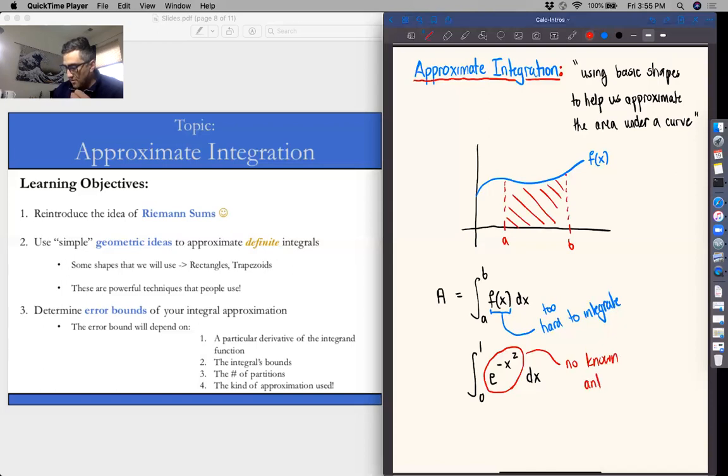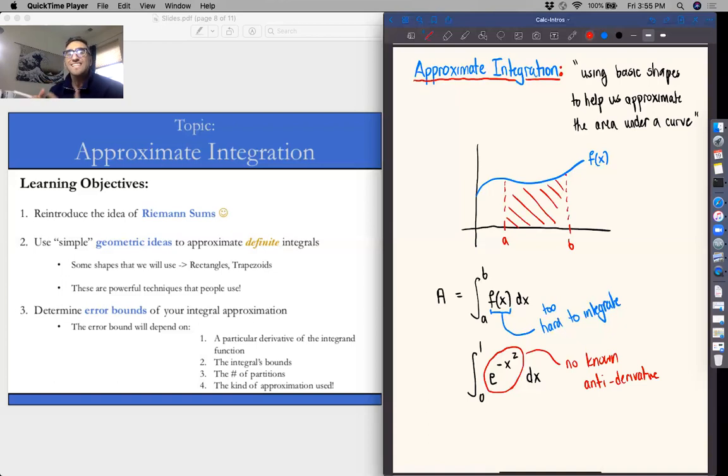So what we're thinking about today is, well, if we still want to figure out what the area under a curve is for some of these functions, and we can't directly compute an antiderivative, what's our next best option? And this is where the idea of approximate integration comes from.